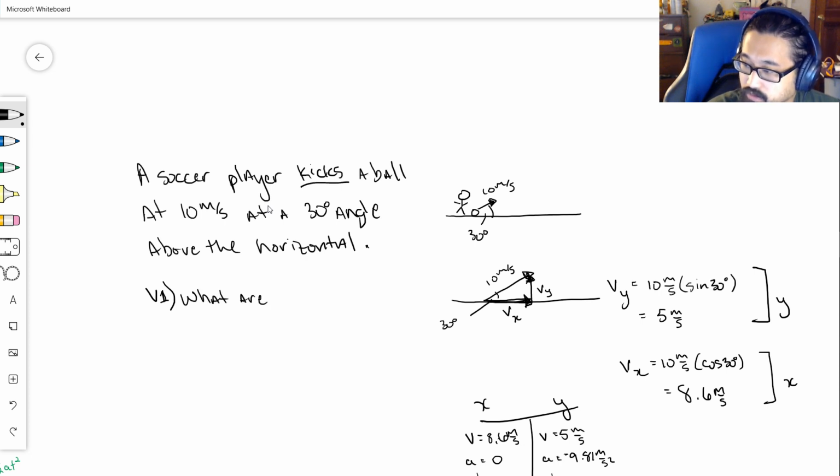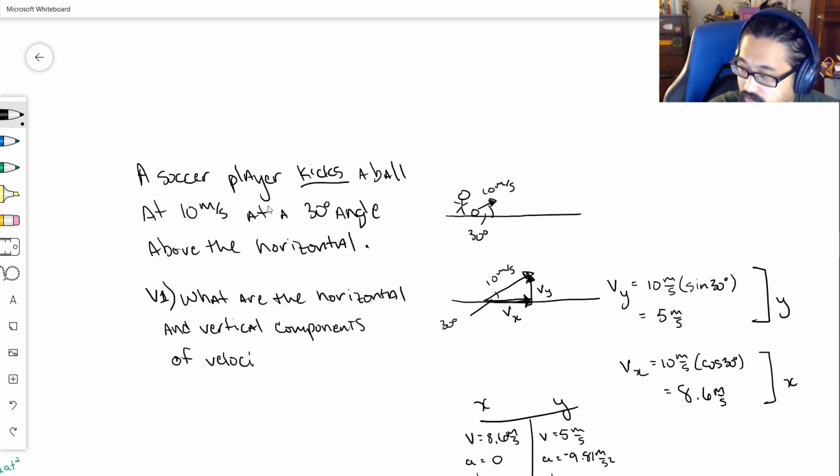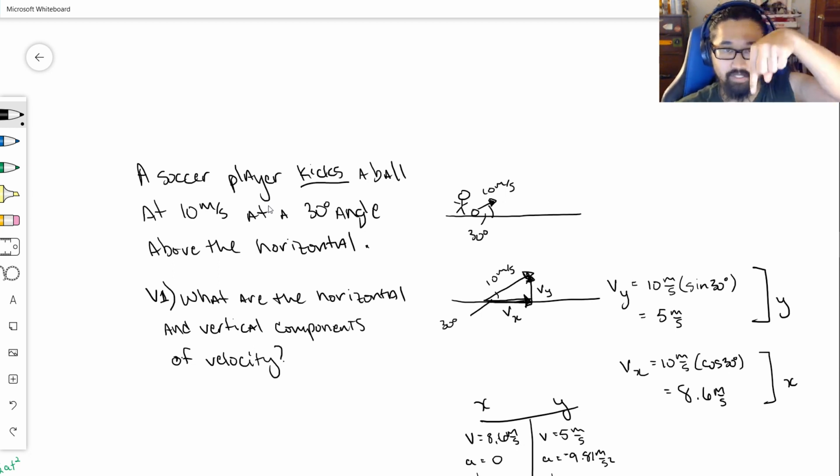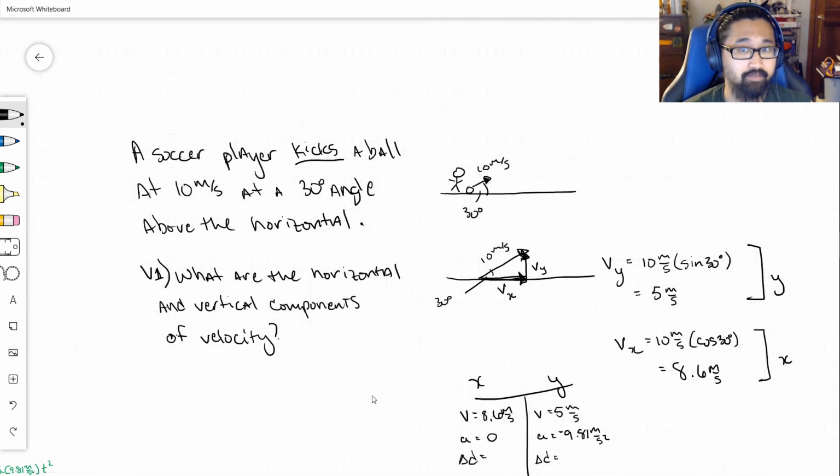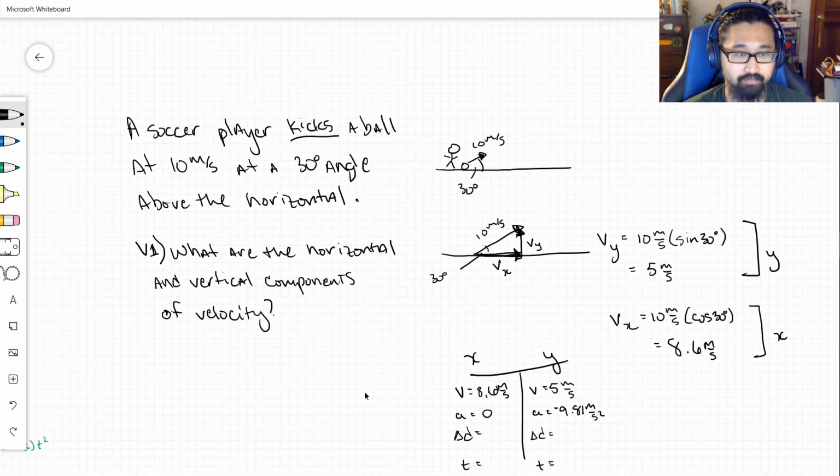What are the horizontal and vertical components of velocity? Well, guess what? Down there, we totally already answered this. By doing this, we have answered version one, the most common version of this question. Cool.